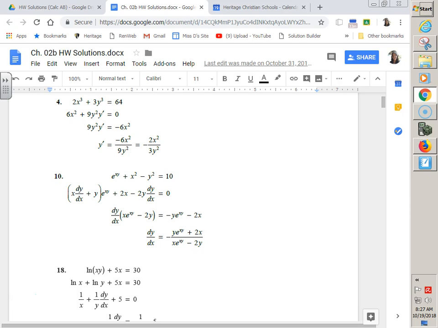So the first one, negative 2x squared over 3y squared, is the fully simplified form. Next one, number 10. Careful, it's a negative. Negative y times e to the xy plus 2x all over x times e to the xy minus 2y.